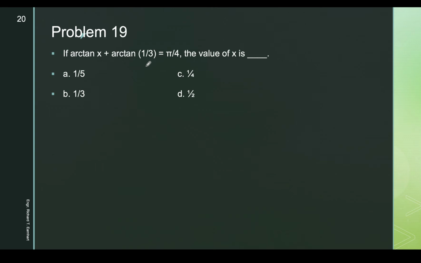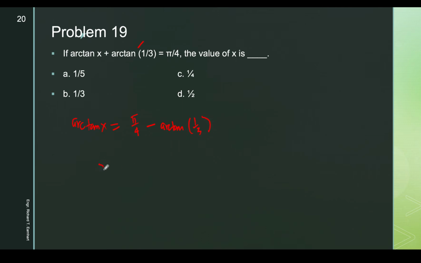Okay, now we have arctangent x plus arctangent of 1/3 is equal to pi over 4. We're solving for x here. Now note that this is constant, no? So we can transpose this to the right hand side. So this is minus arctan of 1/3.